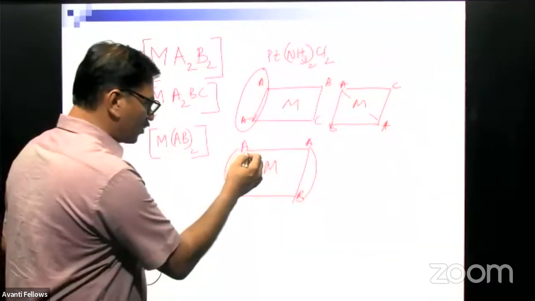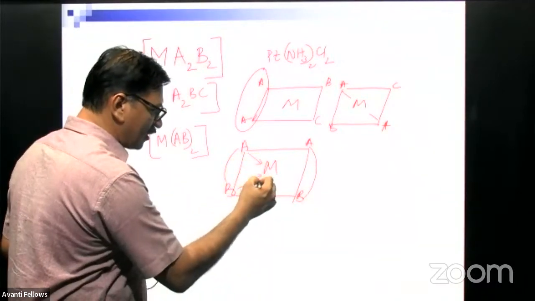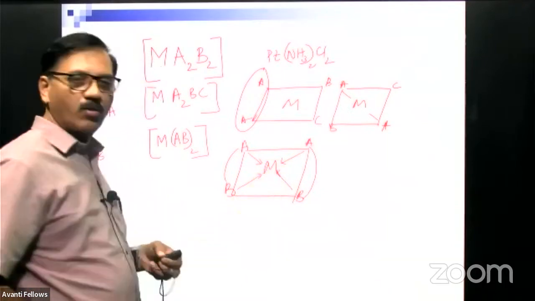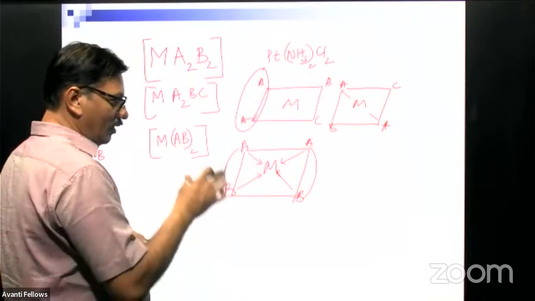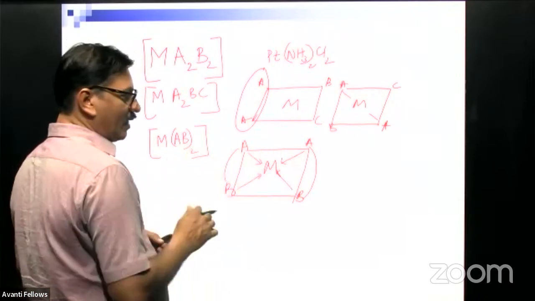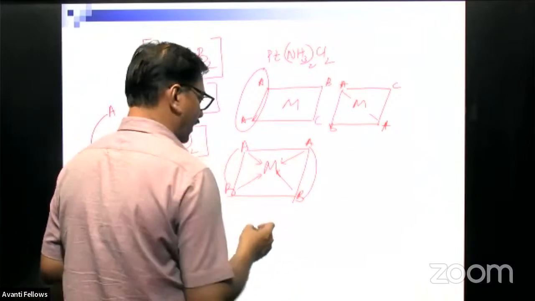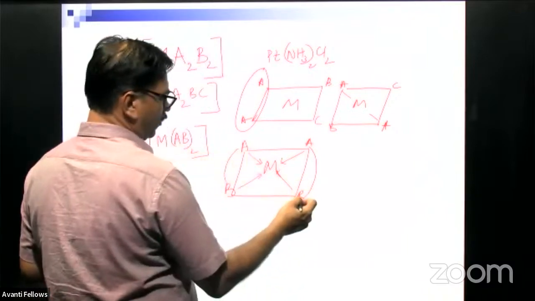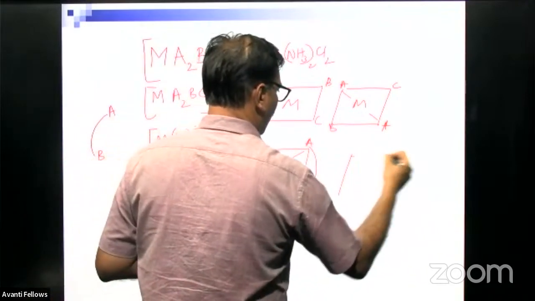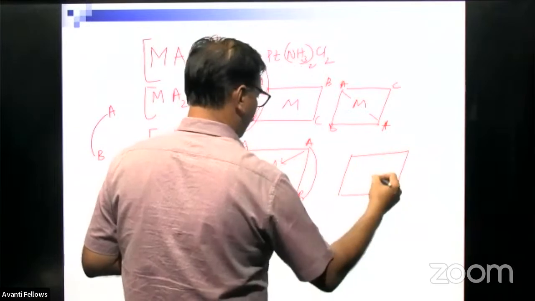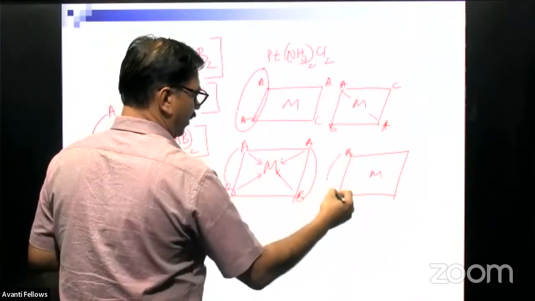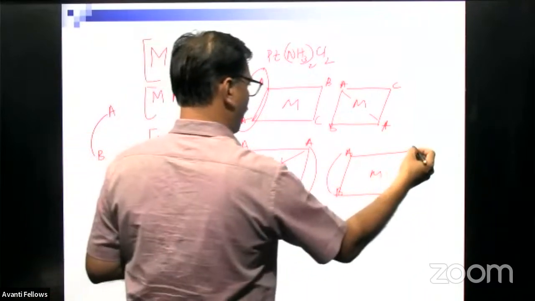A also donates a pair of electrons, B also donates a pair of electrons, right? They are there oppositely. A opposite to that, B is there. A opposite to that, B is there. I will draw another one. You can identify which is the cis form and which is the trans form.